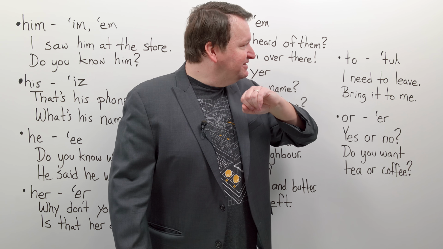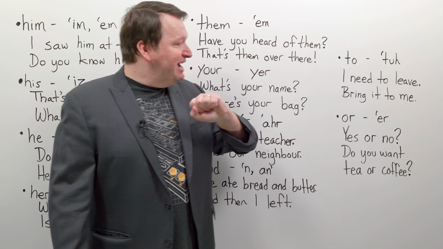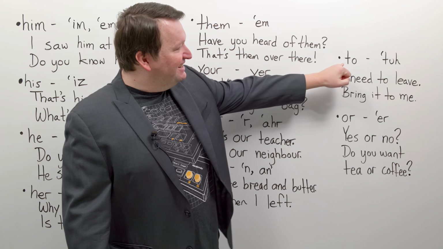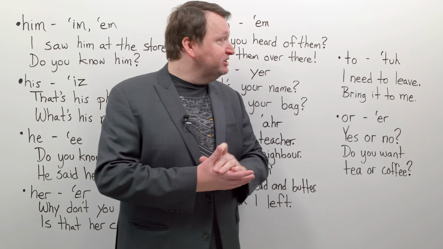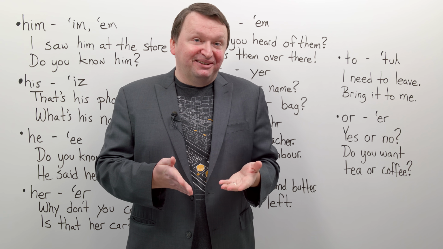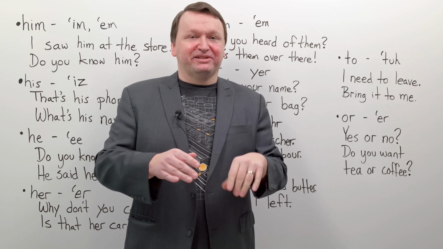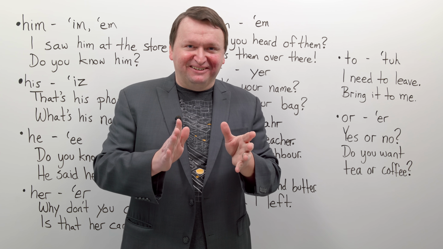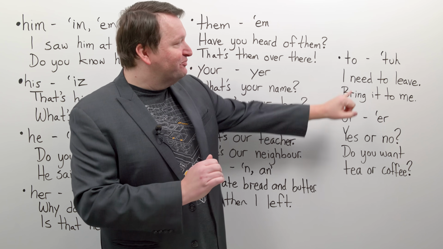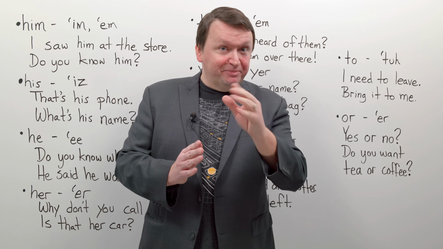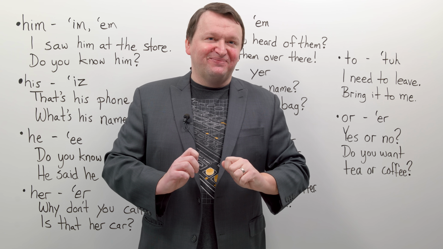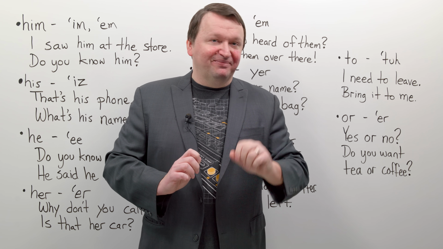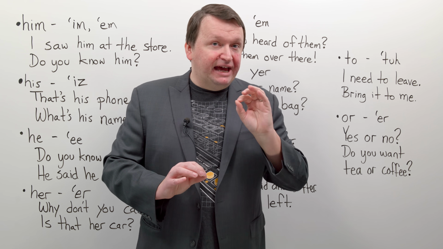Okay, let's continue. Two more. We have "to" and "or," and we'll start with "to," which in casual speech is reduced to "t." Right? So you don't do the "to," it's just "t." So, for example, repeat after me. I need to leave. A little faster. I need to leave.